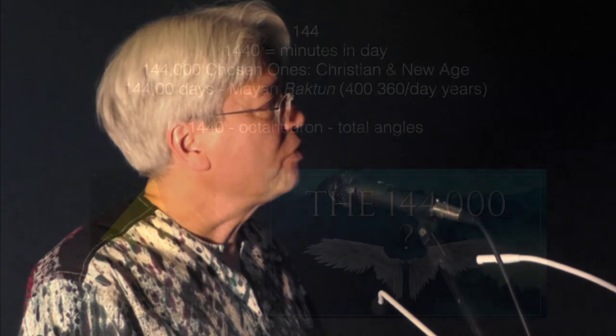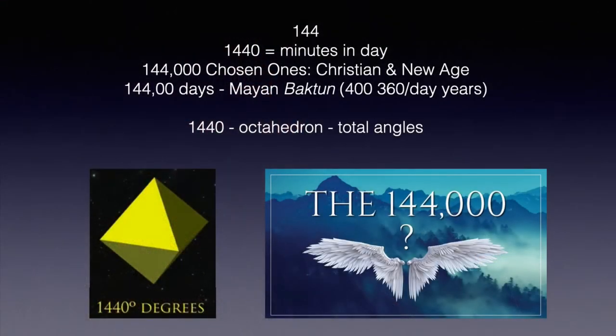So 144 is, we have 1440 minutes in a day. We have 144,000 chosen ones, and this is both in Christian and New Age doctrine. And we have 144,000 days in the Mayan Baktun, which is the Mayan year. So 1440 is the total of all the angles of the octahedron.